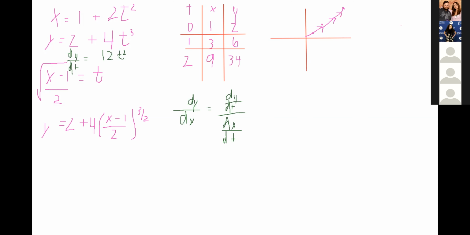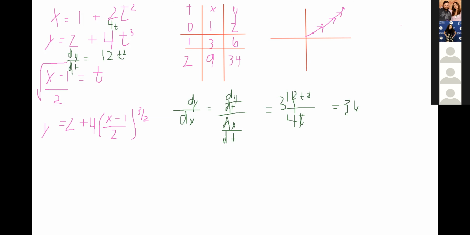And then dx is 4t. So dy over dx is 12t squared over 4t. So this cancels with this t, and this cancels to 3. So this is 3.